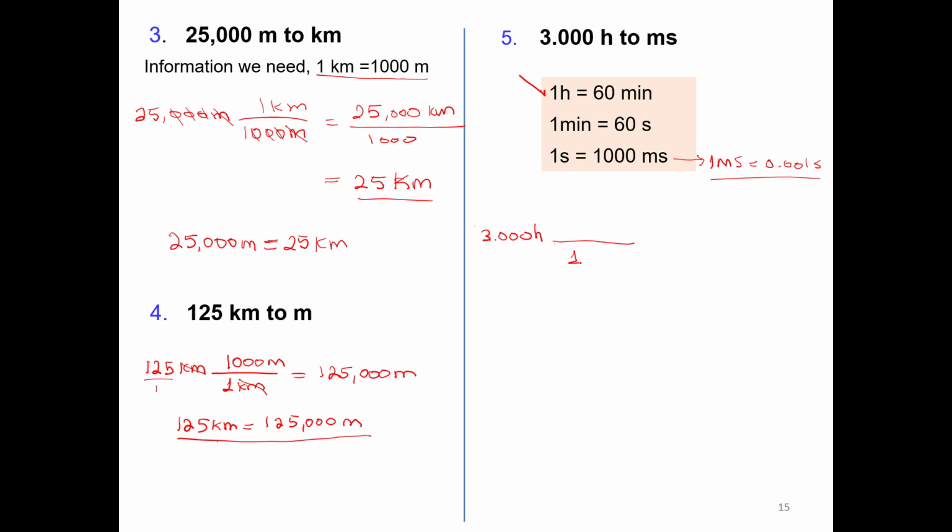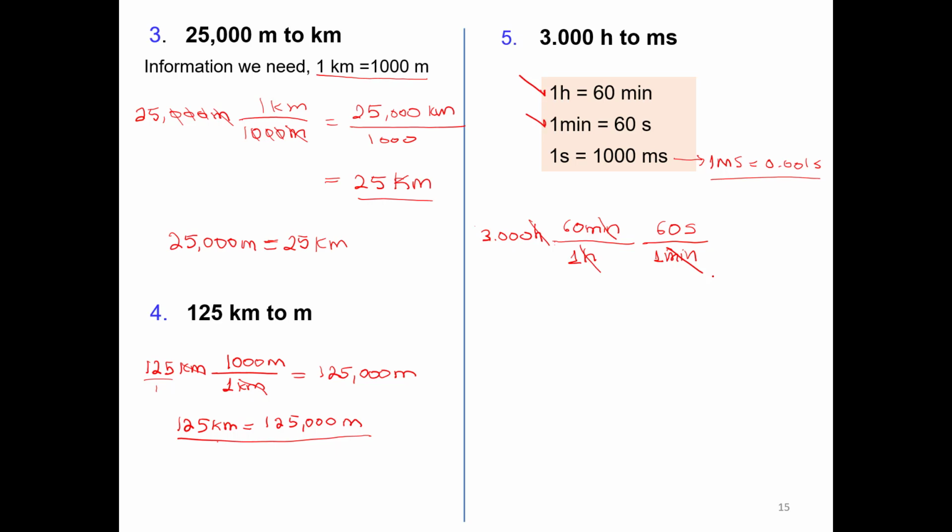Then 1 hour, 60 minutes. Again, we need to write 1 hour in the denominator because it's the only way we can cancel out the hours. But we don't want the answer in minutes. We want the answer in milliseconds. Now we will convert minutes into seconds. 1 minute, 60 seconds. We use the second equality, and in this way minutes cancel out.